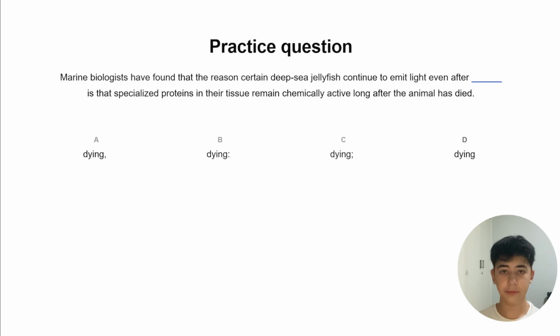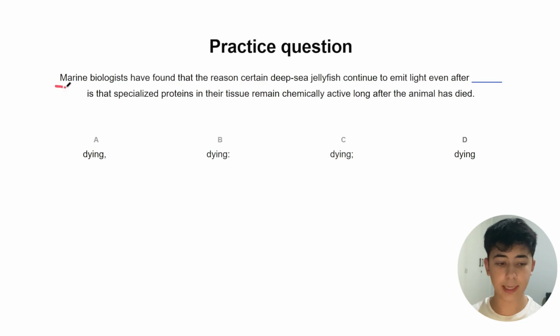Now let's gather everything that you've learned so far and put it towards a practice question. Now this should be easy after everything that you've learned. If you followed this video from start to finish, this question should be super easy. So now let's read it. Marine biologists have found that the reason certain deep sea jellyfish continue to emit light even after blank is that specialized proteins in their tissue remains chemically active after the animal has died. And here you have four choices here. You have A, B, C, and D.